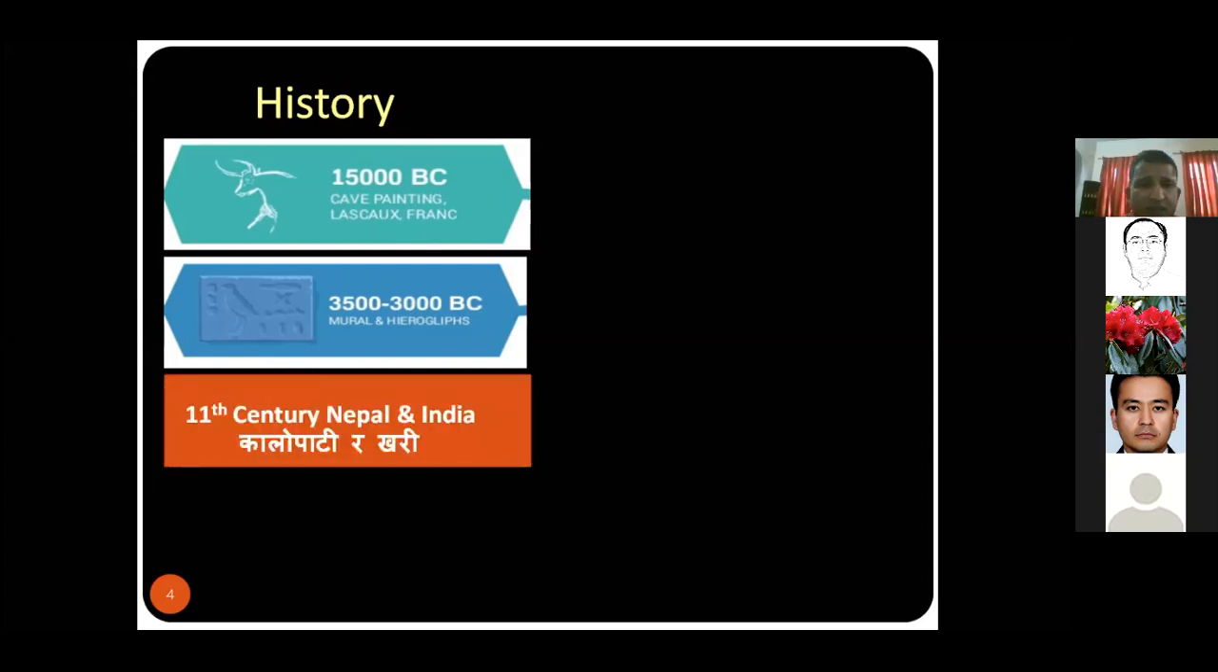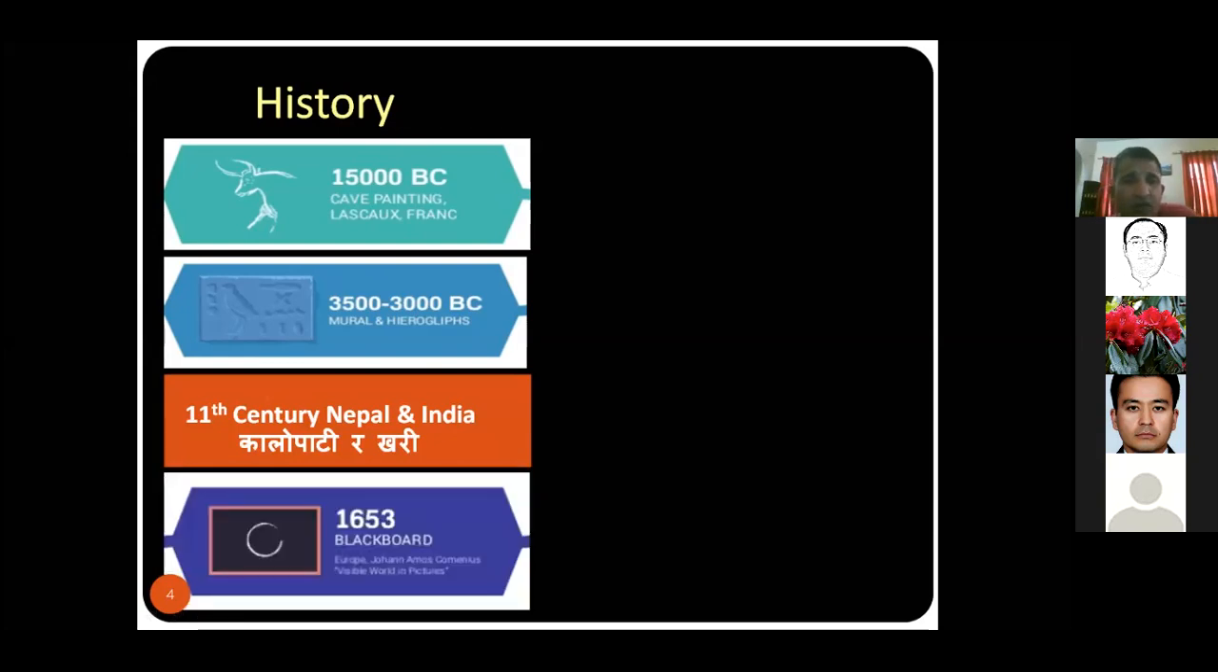Then in the 11th century, in Nepal and India, we know Kalopati and Khari. Actually, when I was a very small kid, I used to see this small Kalopati and Khari, and we used to write on it. And then came in 1653 the concept of the blackboard. The blackboard was invented in 1653, and that was the first time somebody could transmit information in written form, showing it to the audience.